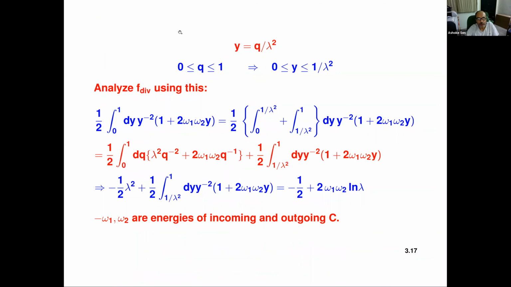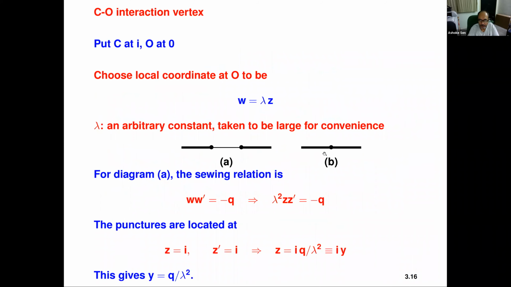Okay. So you have got y equal to q over lambda square. So the q range from 0 to 1 now maps back to y from 0 to 1 over lambda square, as you can see. So we now analyze f divergent using this. We take this integral and divide it into two parts. One part from 0 to 1 over lambda square, that will be covered by q. The other one from 1 over lambda square to 1. This part we will regard as a contribution from the contact term, contribution from this vertex over here.